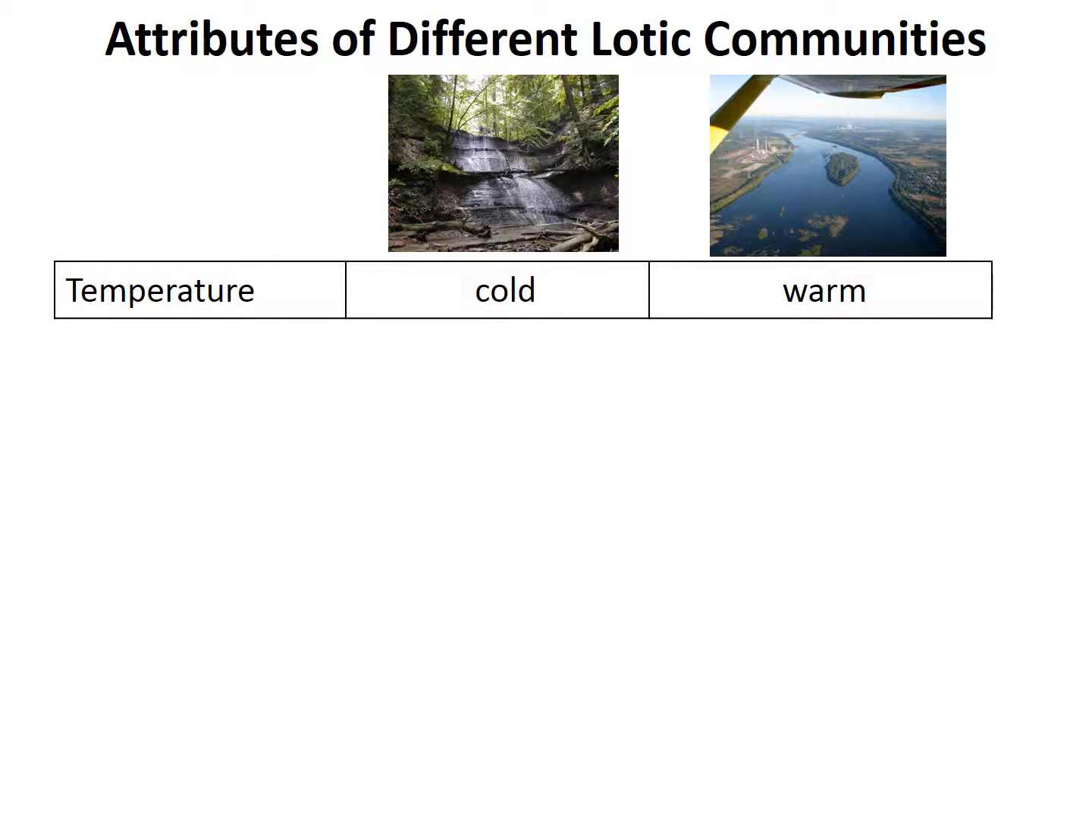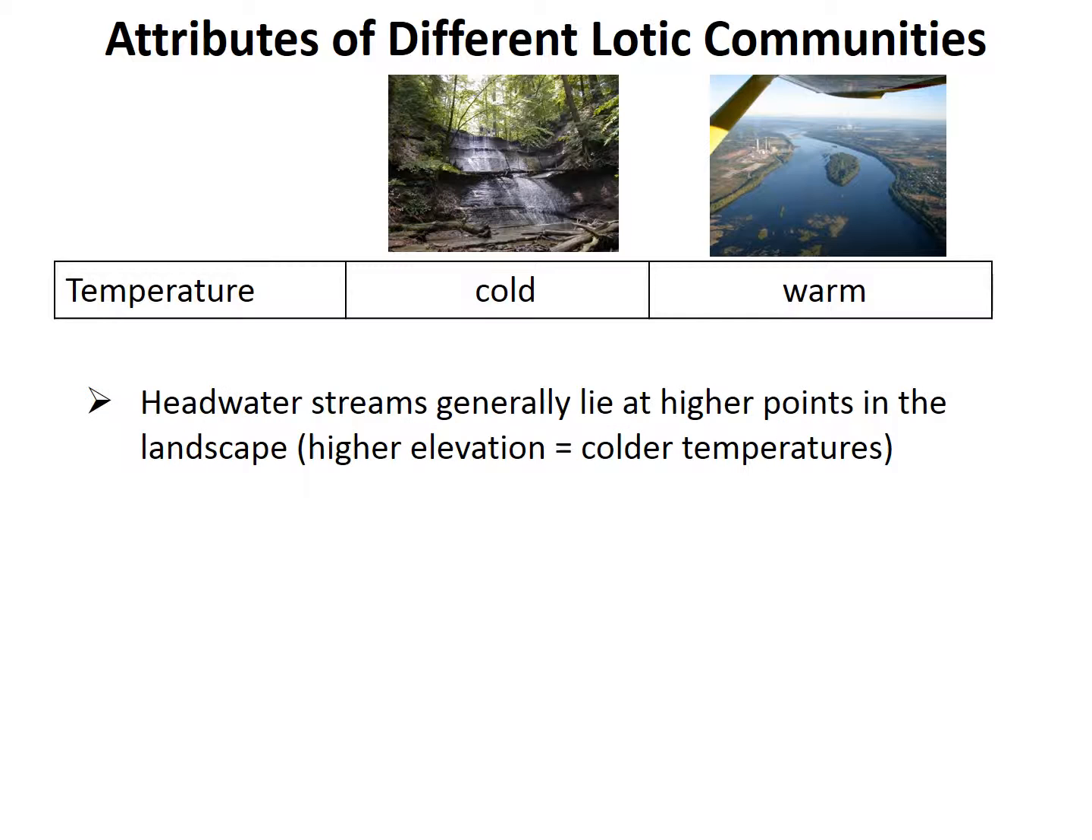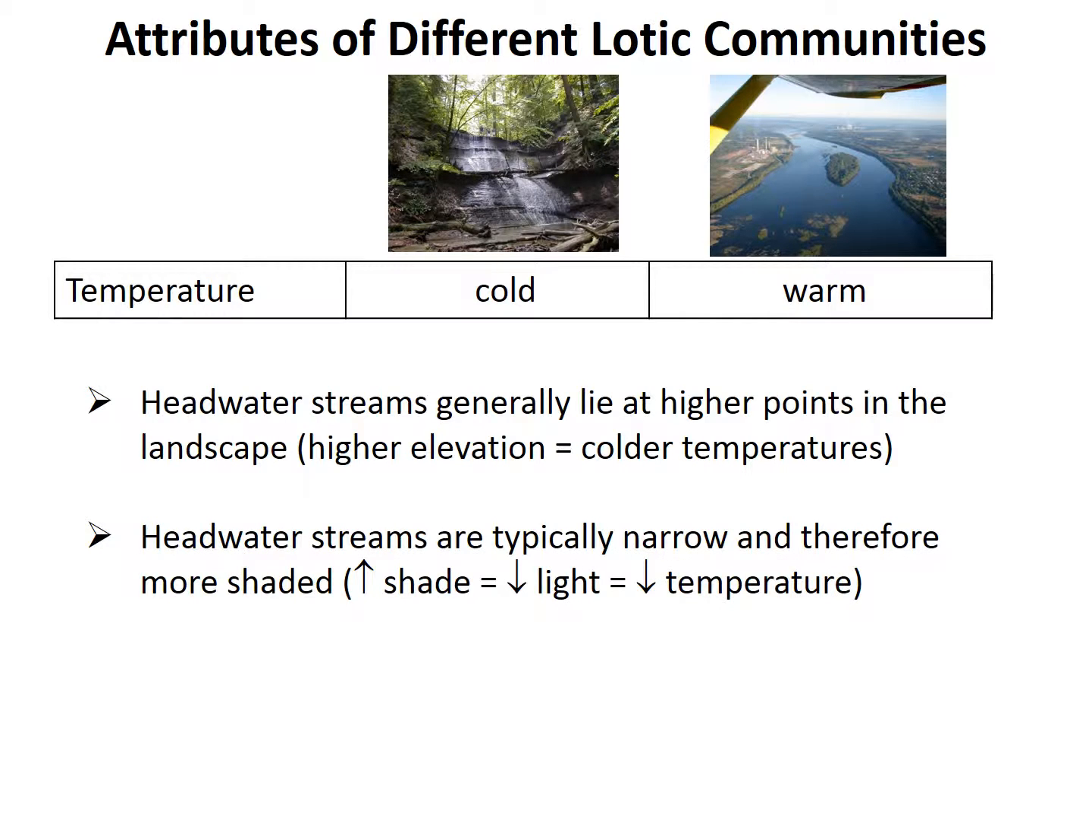Lower order streams are typically colder than higher order streams. This is because headwater streams generally lie at higher points in the landscape. Higher elevation equals colder air temperatures, which also equals colder water temperatures. Headwater streams also are typically more narrow and therefore more shaded. You increase the amount of shade over that water body, you are decreasing the amount of light that can reach that water, and therefore, of course, the water temperature as well.